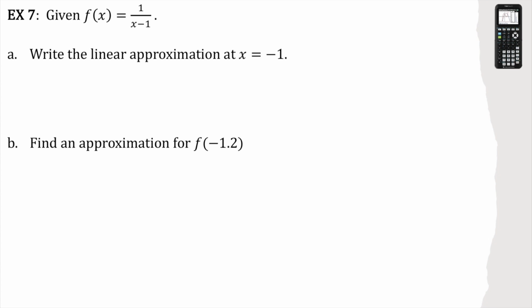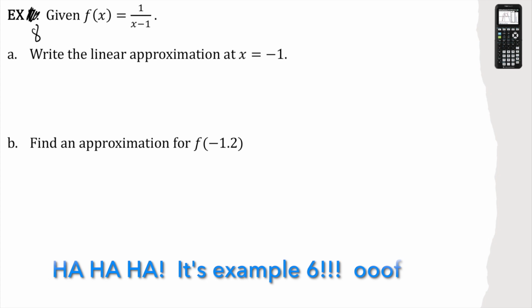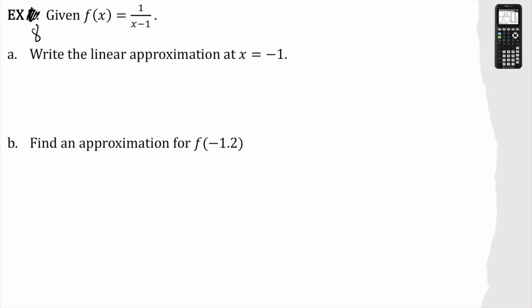Example 7, but not really. Sorry, that's example 8. Given f of x equals 1 over x minus 1, write the linear approximation at x equals -1. So, of course, as always, we're going to need a point and slope. f of -1 gives you -1/2.